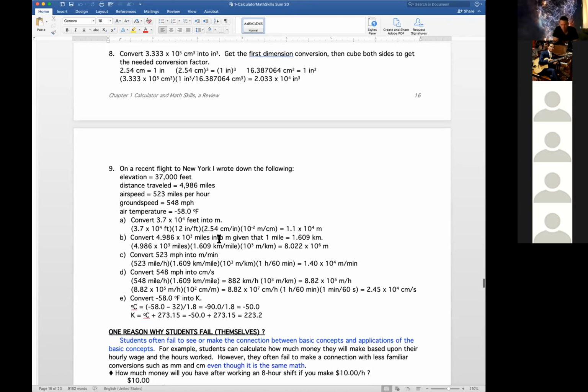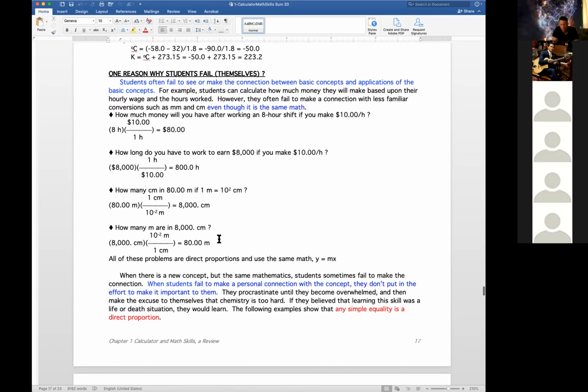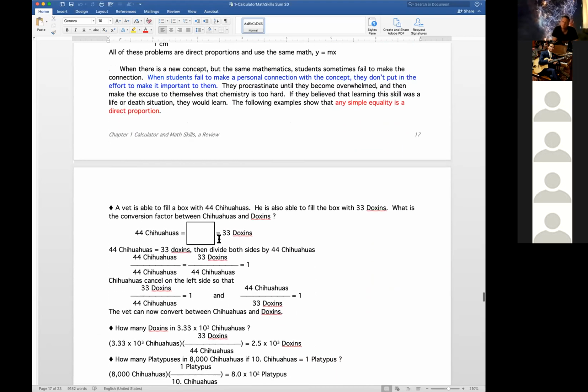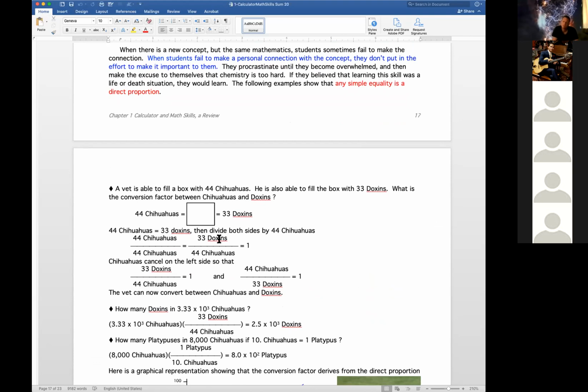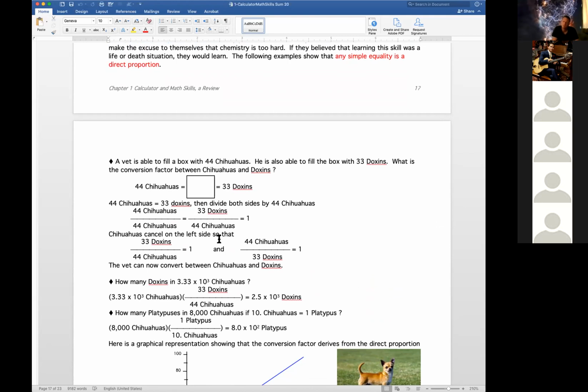So do you understand what I'm doing when I say one reason why students fail themselves, trying to get you to think out of the box and makes you think what the math is really telling you? If you make that connection, it's yours forever. But for some reason, students bypass the learning part. They learn how to do the problems and fake their way through everything. But at the end, they don't really understand the math that they've been doing.